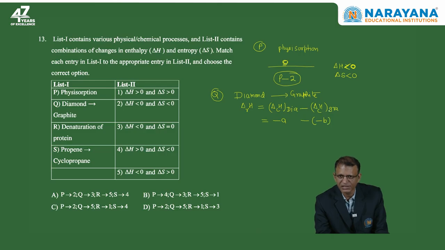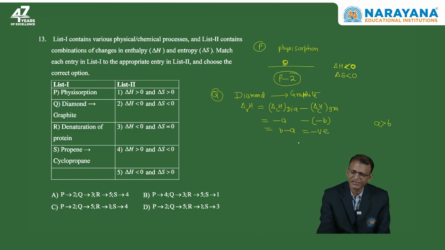Graphite is thermodynamically stable, so the amount of heat energy liberated during combustion of graphite will be less. Here A is greater than B. So if we simplify, this value is equal to B minus A, and A is greater than B in magnitude, so this is going to be negative. So we know that conversion of graphite to diamond is an endothermic process, so the reverse will be an exothermic process. So delta H for this is going to be negative.